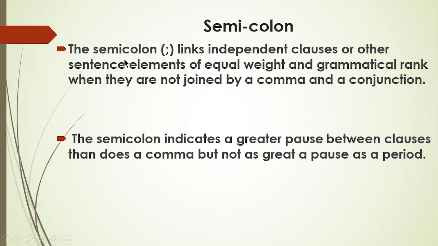Next we have semicolon. The semicolon, this is the symbol, links independent clauses or other sentence elements of equal weight and grammatical rank when they are not joined by a comma or a conjunction. Remember, normally we put a comma or a conjunction to join two equal things like two independent clauses or two words, etc. But sometimes we put a semicolon to link certain independent clauses or sentence elements of equal weight. Equal weight means they are equal in grammatical category.